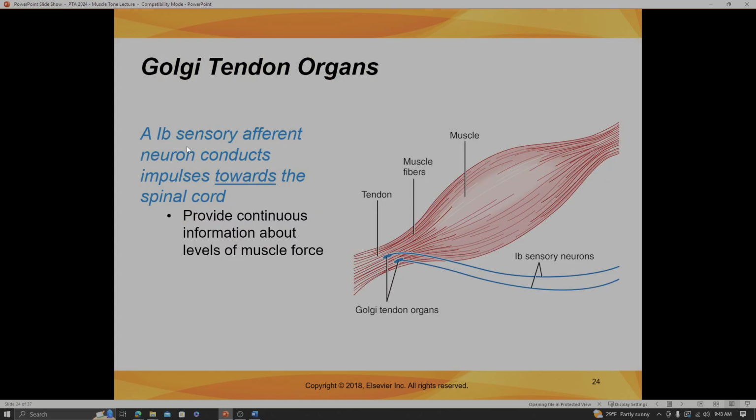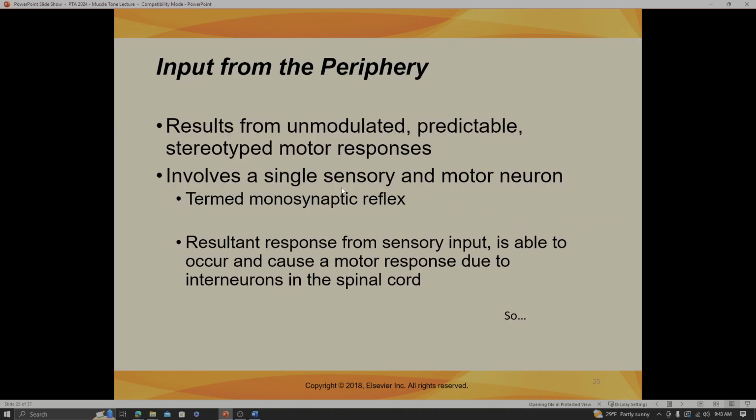Golgi tendon organs would be a 1B sensory afferent neuron that's going to still, again, conduct information or impulses towards the spinal cord. But the information it's going to conduct is about continuous feedback with regard to the level of muscular force. So it's going to give us feedback about, to some degree, recruitment, necessary recruitment, right? How much force do we need to elicit a certain amount of contraction to accommodate a certain amount of work, right? So it's going to kind of regulate to some degree the level of muscular force based on need most of the time. All right.